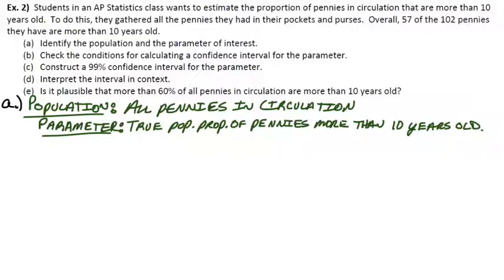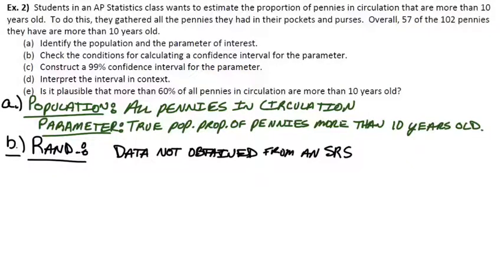Okay, interesting enough. Part B says check the conditions for calculating a confidence interval for the parameter, which in this case would be the true p. So let's start with randomness. Let's see if we meet that condition. Well, it's not like they did an SRS or randomly sampled pennies. So there's kind of an issue with that. The data are not obtained randomly here. They're not from an SRS.